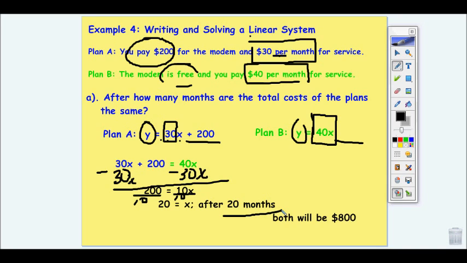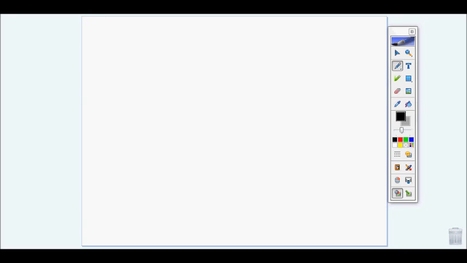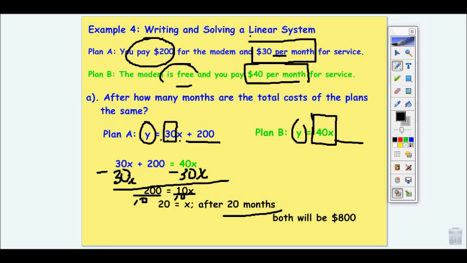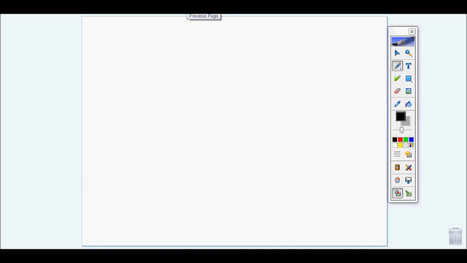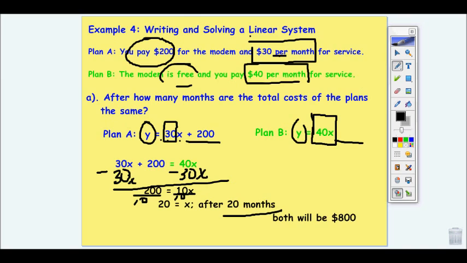Now the last part of the question, whoops, I think it went twice, and a little bit of a delay here. I guess we don't have a screen. I guess we finished it with how much would it be, and it'll be $800. And that concludes lesson 8.8 about linear systems.